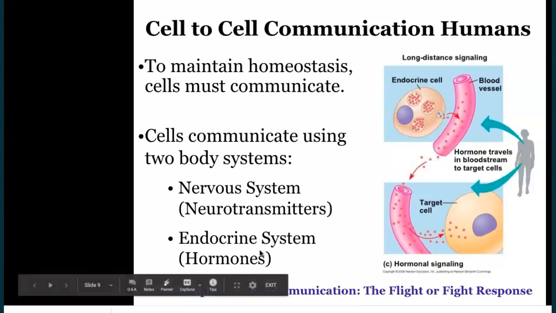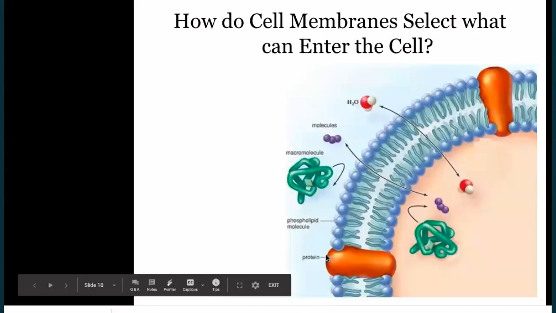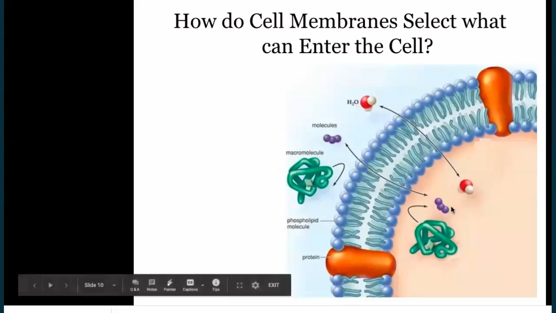Other examples would be hormones. And again, if that hormone binds to a receptor protein, a signal will be sent inside the cell telling it what to do. So it's kind of like that protein serves as a messenger. So here you can see some integral proteins that go all the way through. Here I see some molecules that are going through and other molecules that don't seem to be able to pass.